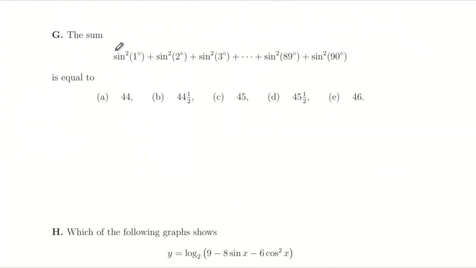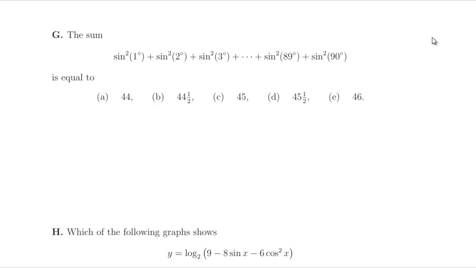Onwards to G. The sum of this, sine squared 1 degree, sine squared 2 degrees, good lord, all up to sine squared 90 degrees is equal to what? Right, that's not very pleasant, is it? How are we gonna compare this to something? Right, okay, it's ended up somewhere around the middle, around about half of all of this. So suggesting comparing this to cos might be a good idea.